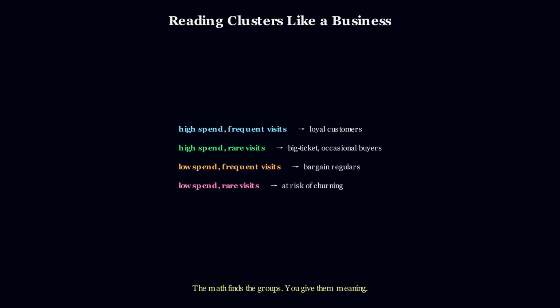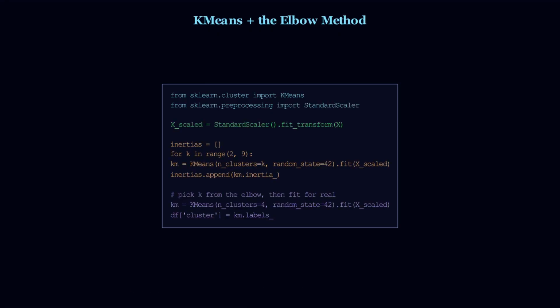That part is on you. Look at each cluster's averages. High spend, frequent visits, loyal customers. Low spend, rare visits, at risk of churning. The math finds the groups. You give them meaning. In code, this is a short loop plus one fit call.